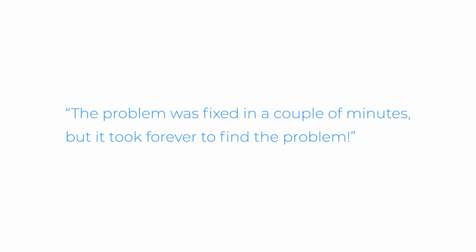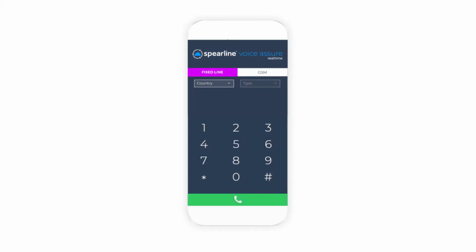Problem was fixed in a couple of minutes, but it took forever to find the problem. This is a common issue for network engineering teams. Voice Assure Realtime puts the control in your hands and lets you test your numbers anytime, anywhere. Troubleshooting phone numbers has never been so easy.